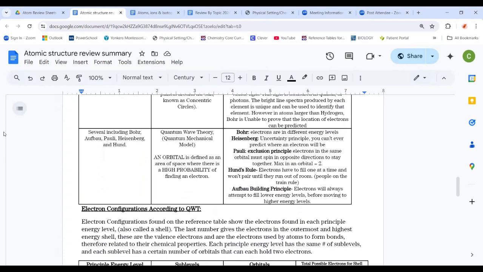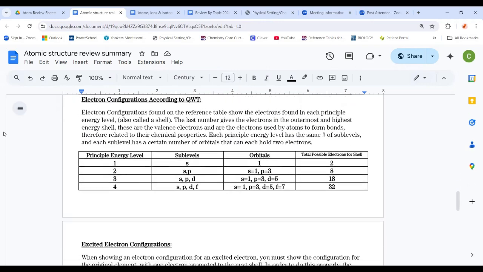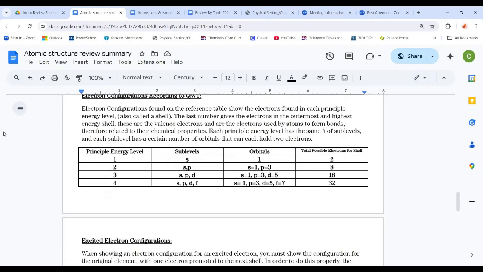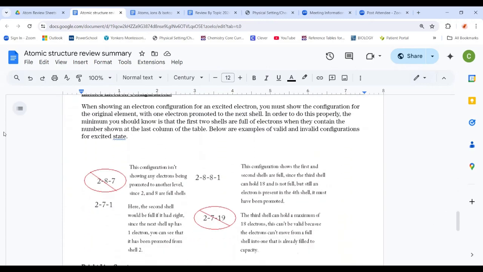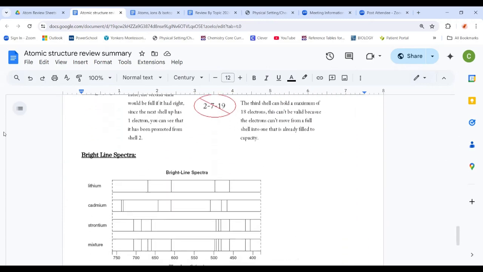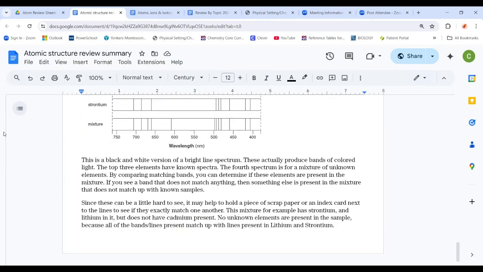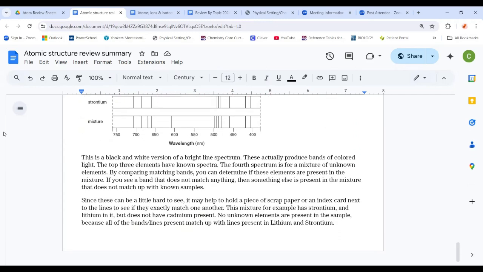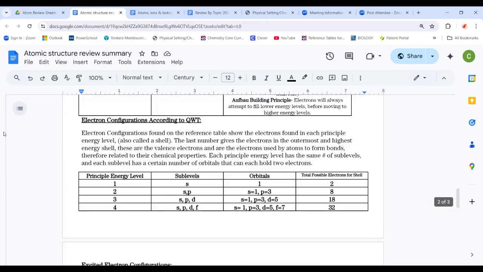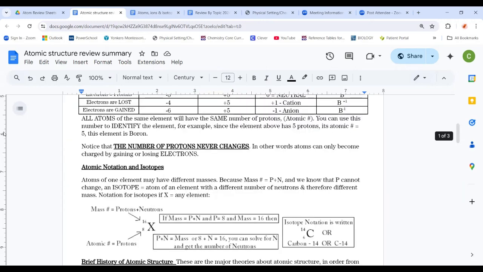You do not need to know all of these names. Bohr, Bohr you should know, but Heisenberg, Pauli, Hund, Aufbau. This is just me getting into it in case. This is how many electrons are in each principal energy level, how many maximum they can have, and how to write excited states. And here's a little rundown again of how to read bright line spectra. So this is a very quick way to do this review without having to do the slideshows.